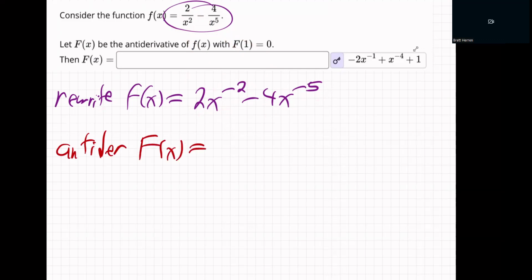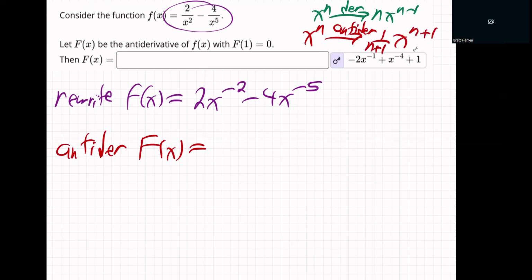Remember, you know the derivative rule. If you have x to the n, the derivative is n x to the n minus 1, right? Well, the antiderivative is the opposite. You add 1 to the power, and instead of multiplying by that, you divide by it. So that's what we're going to do. We're going to add 1 to the power, so that'll make it x to the minus 1, and then that 2 in the front will divide by that.